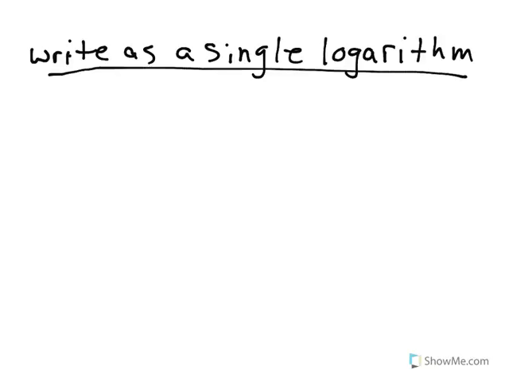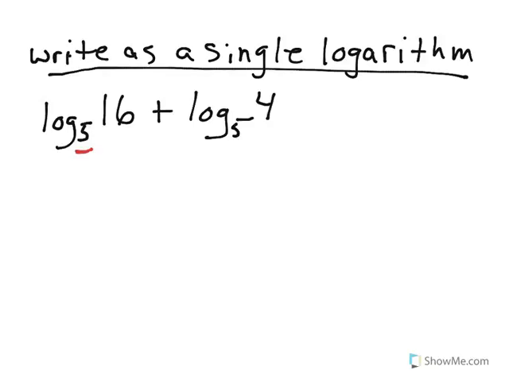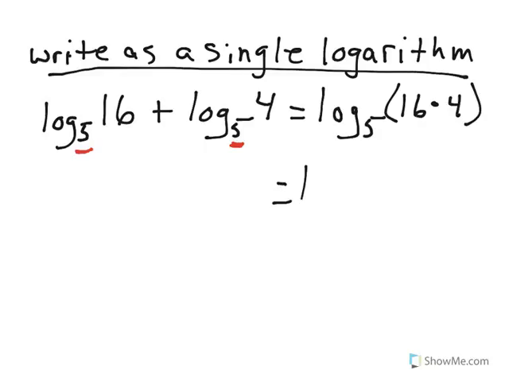We can also go the other way. Let's write some as a single logarithm. For example, if we have log base 5 of 16 plus log base 5 of 4, as long as our bases are exactly the same, we can write this as a single logarithm using the multiplication property, or the product property, which states that we would have log base 5 of 16 times 4, which gives us log base 5 of 64.